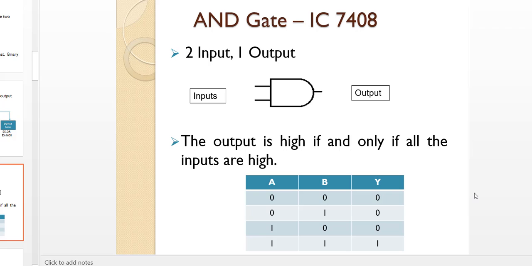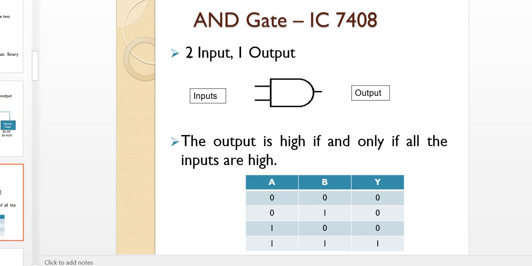Let's see one by one. What is the AND gate? The general form of the AND gate is called IC7408. IC7408 is the AND gate. As I already told you, all these logic gates are used for digital signals. These are also called digital gates. We can have n number of inputs, where n can be any integer value. For now we are considering 2 inputs for easy understanding.